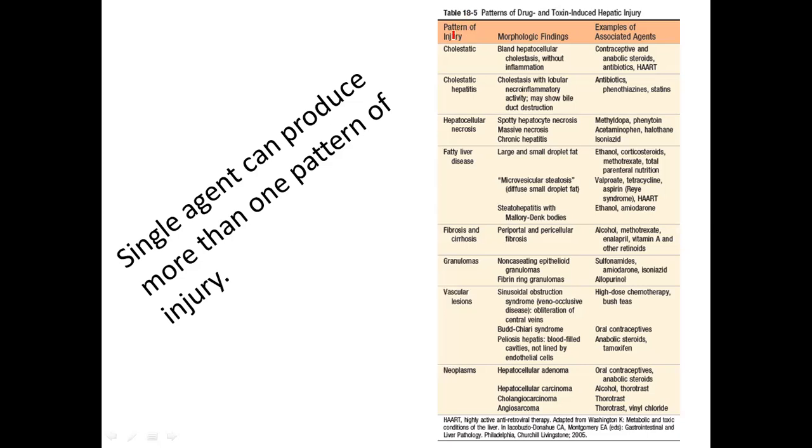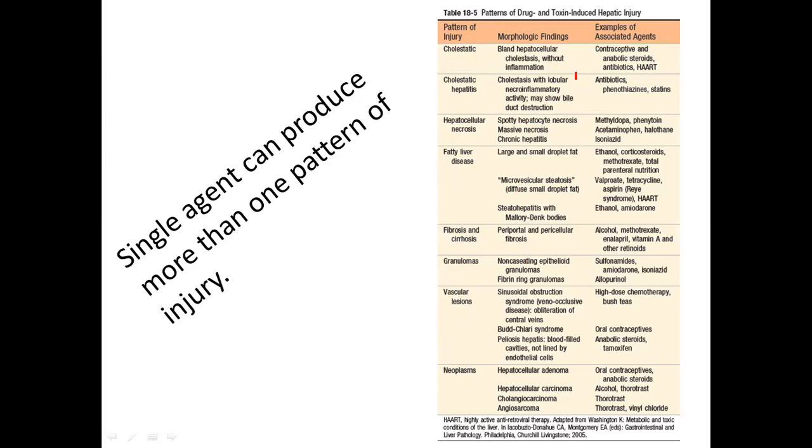Pattern of injury may be quite variable. This chart is taken from Robbins Pathologic Basis of Disease. It shows patterns of injury like cholestasis only, cholestasis with hepatitis, necrosis, fatty liver disease, cirrhosis, granulomatous inflammation, vascular lesions, and even tumors.